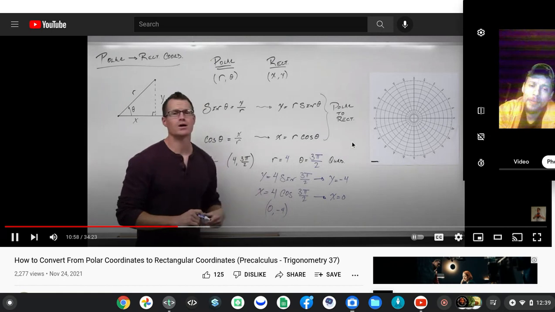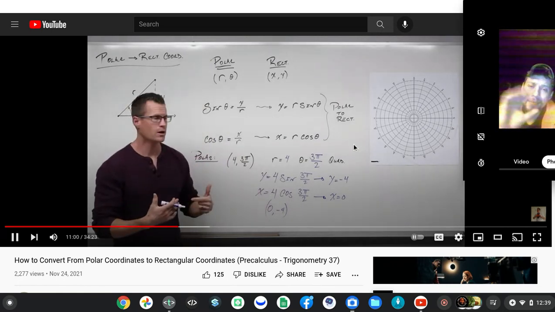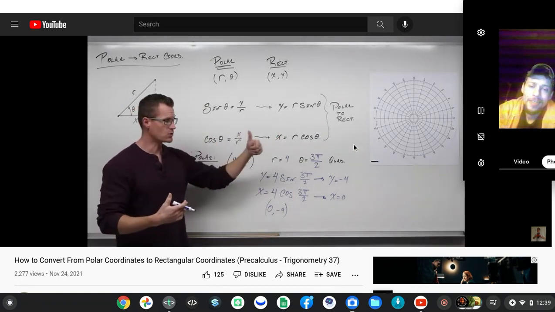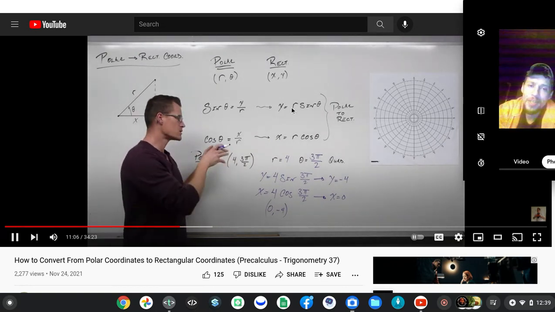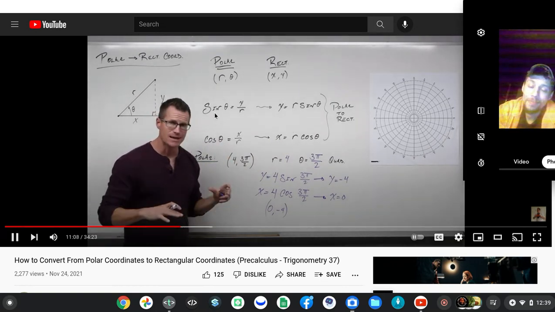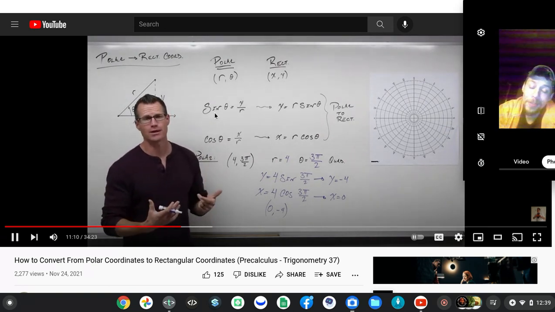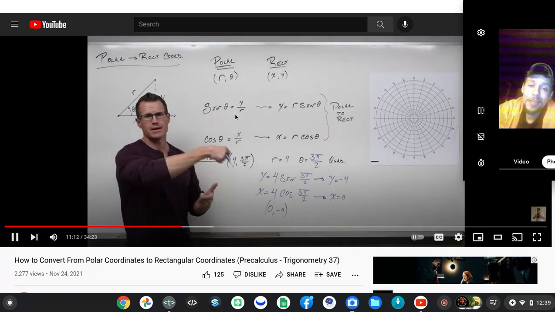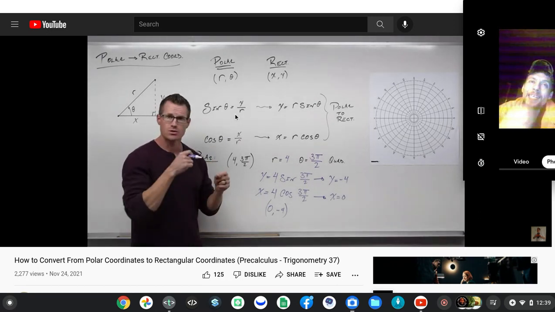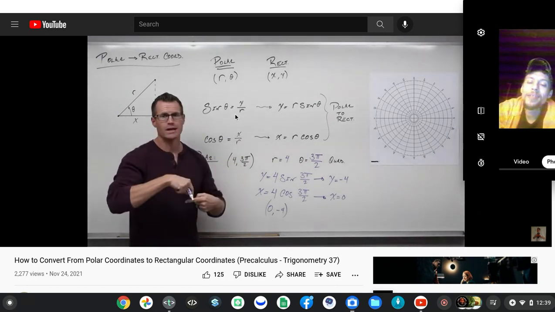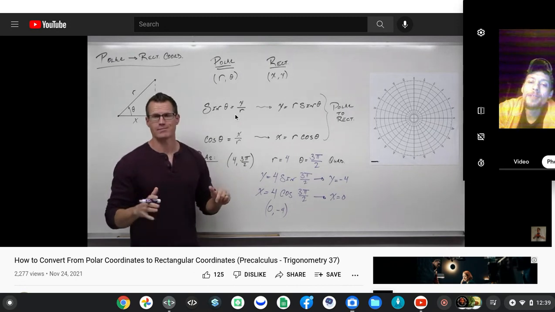Now, the reason why we talked about the quadrant was so that you can check your work. 0, negative 4 means you go over 0, you would go down 4. That's on the negative y-axis. These both refer to the exact same point. It's just a different way to get there. Polar says, find me an angle and then go a distance out from that. And rectangular says, use an x and use a y to rectangularly get to the same exact point. That's really all there is to it.